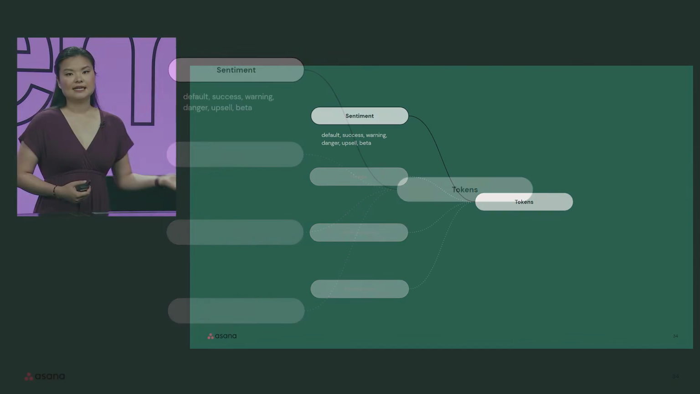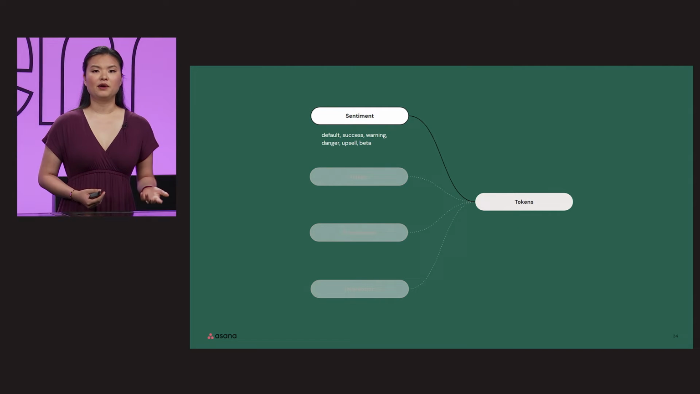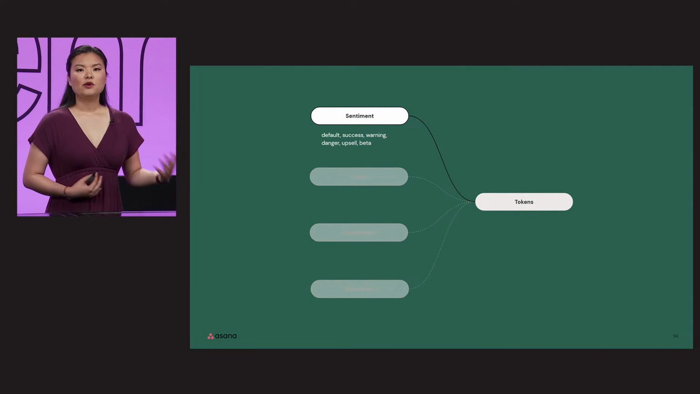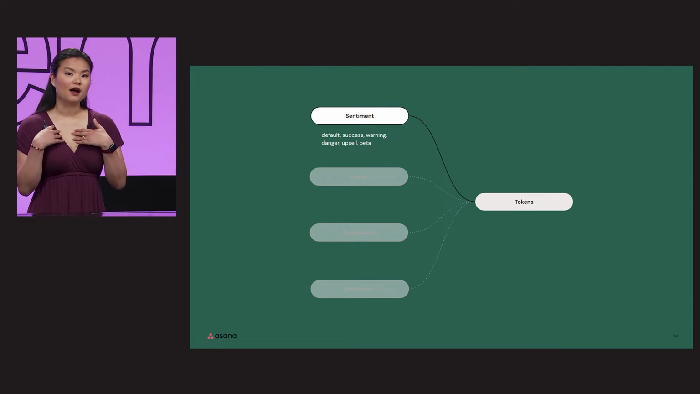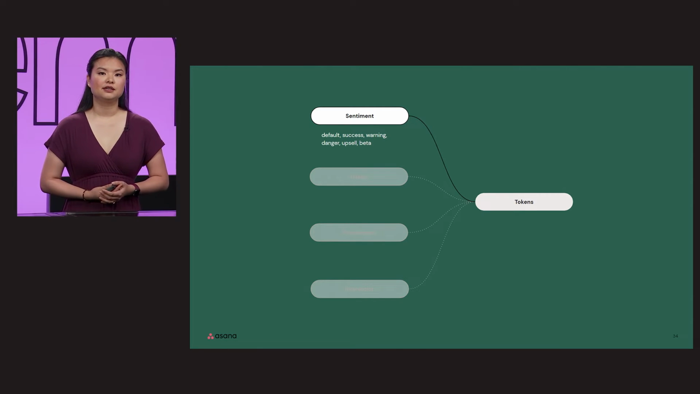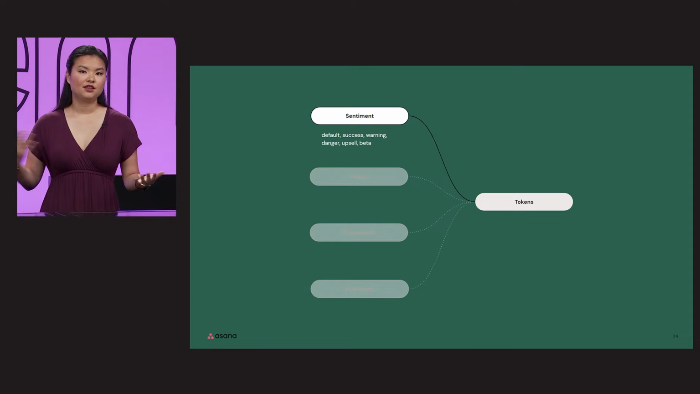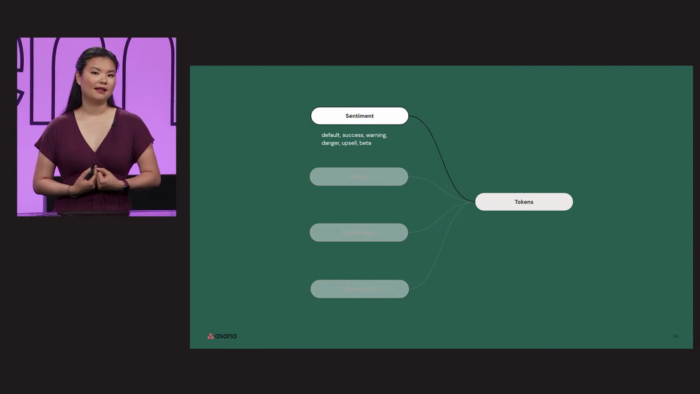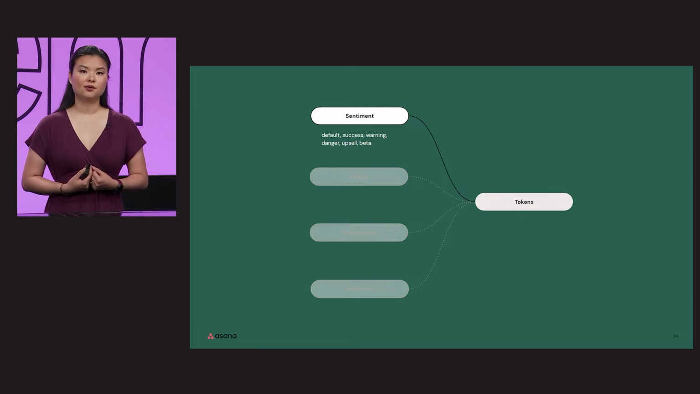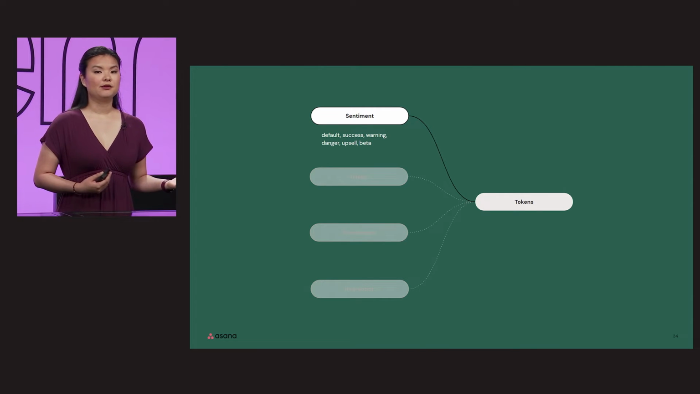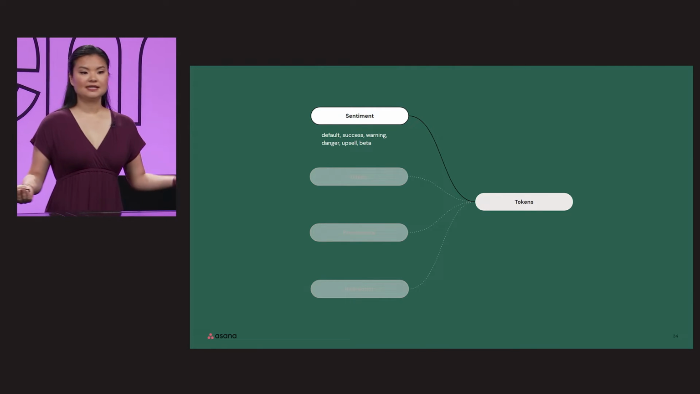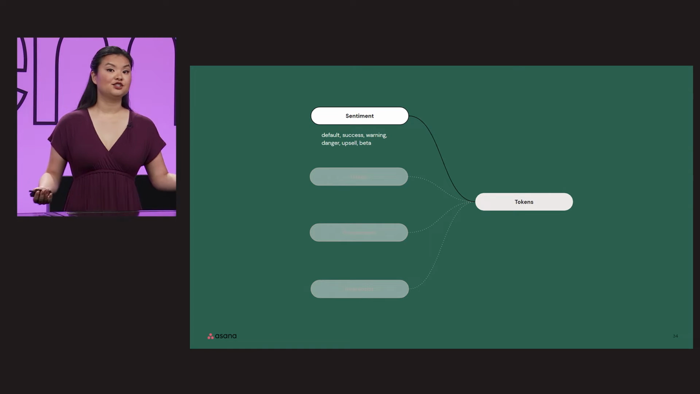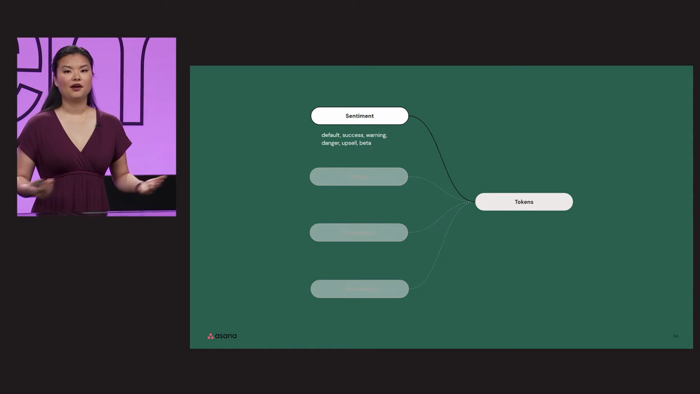The first piece is sentiment, which refers to the feeling of what is being conveyed. We wanted to capture this because in our product, there's a strong correlation between sentiment and the hue of the color. So for example, default refers to the neutral palette that's used to build our general UI Chrome. The success sentiment references a green palette, the warning sentiment, a yellow palette, the danger sentiment, a red palette, so on and so forth.